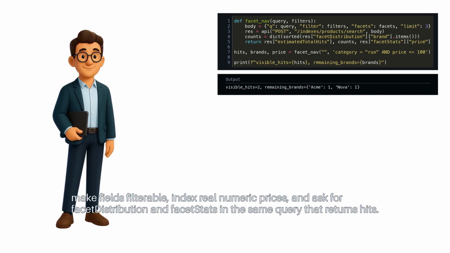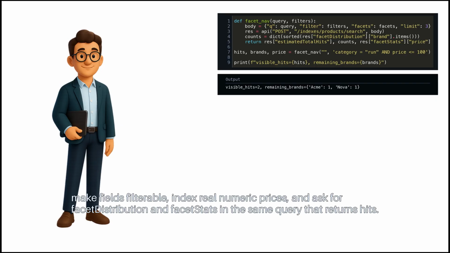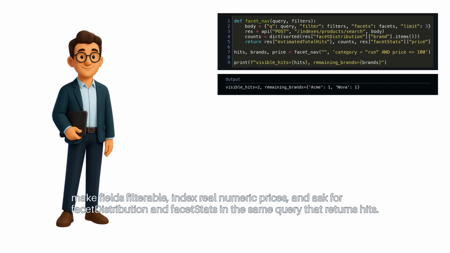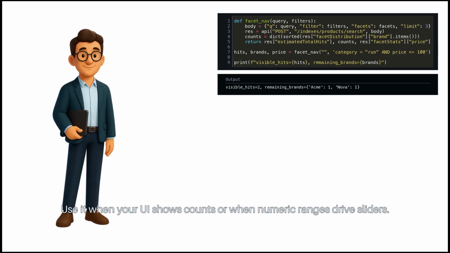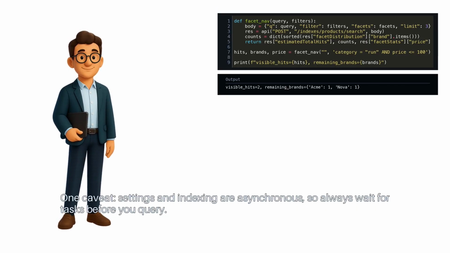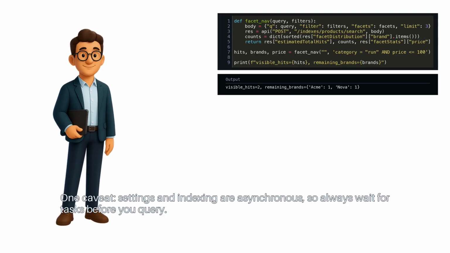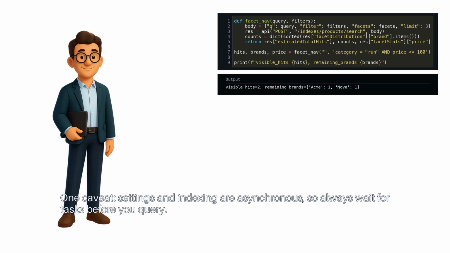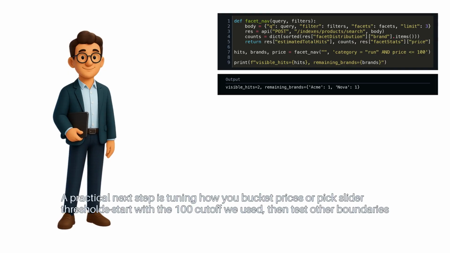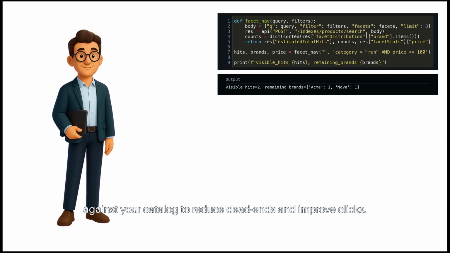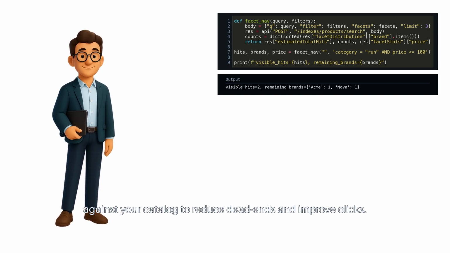Make fields filterable, index real numeric prices, and ask for facet distribution and facetStats in the same query that returns hits. Use it when your UI shows counts or when numeric ranges drive sliders. One caveat: settings and indexing are asynchronous, so always wait for tasks before you query. A practical next step is tuning how you bucket prices or pick slider thresholds. Start with the 100 cutoff we use, then test other boundaries against your catalog to reduce dead ends and improve clicks.